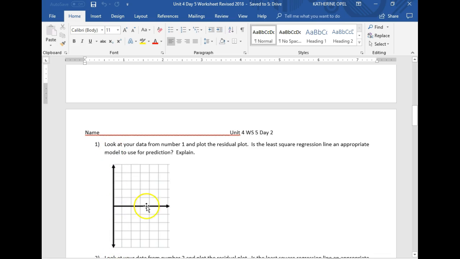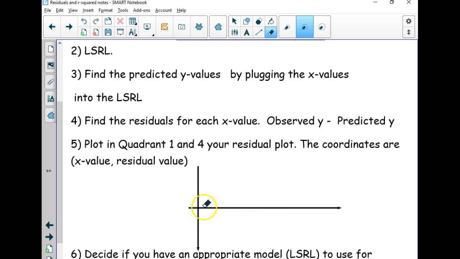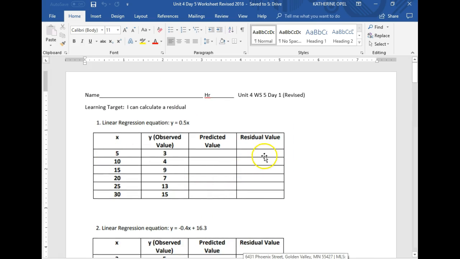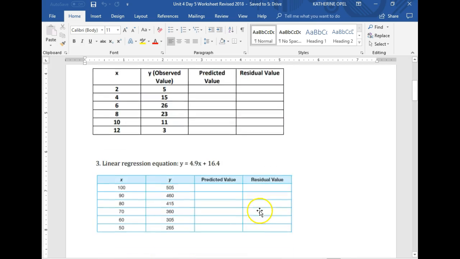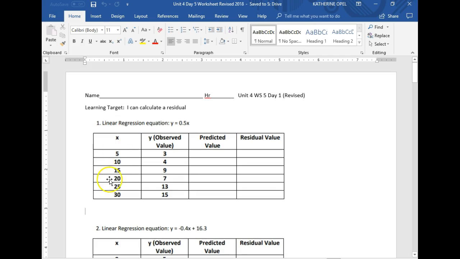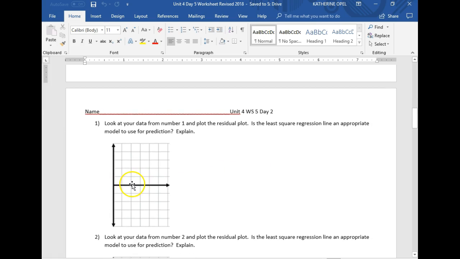So plot your X values right now on number 1 and your Y values, your residuals, on the Y-axis. When you plot it now, okay, your coordinates are going to be your X value and your residual value, okay? So if I look at my worksheet, my X value is 5, my residual value is 0.5, okay? So on the worksheet here, I would go to 5, which I should have labeled, and 0.5, and put a point there. The next one is 10 is my X value, and my residual is -1. So I go to 10, and then I go where I have -1, and I put a point there.